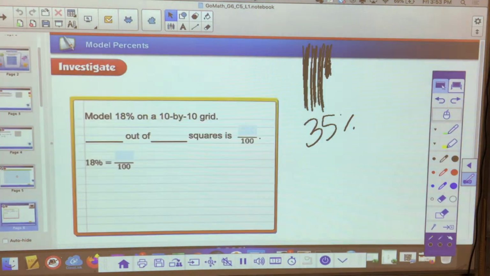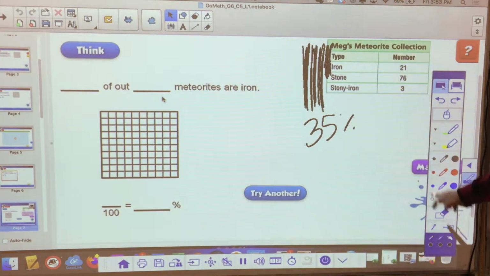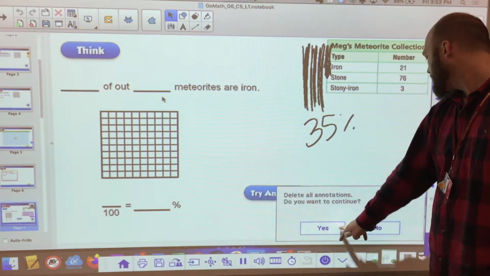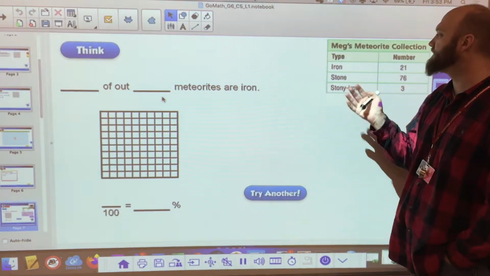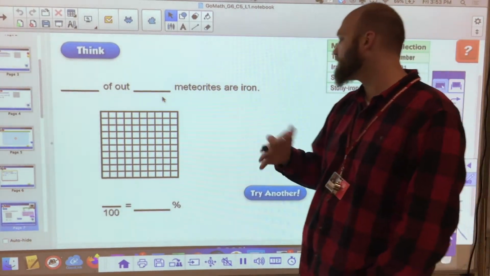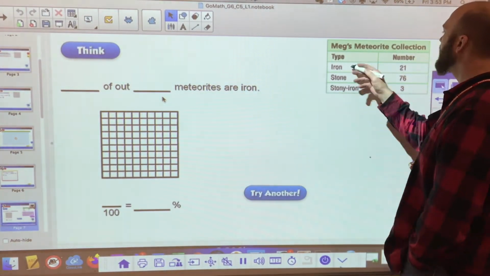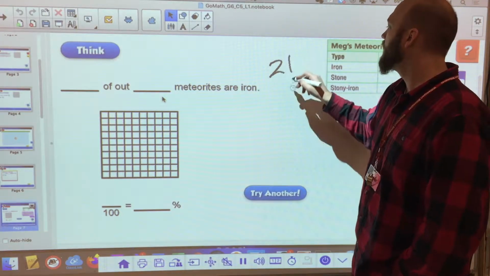Take a look at one more. If I'm looking at Meg's meteorite collection, clean that up there. So Meg's meteorite collection, I want to know what percentage of them are iron. She has iron, she has stone, and she has stony iron. Well, we just want plain old iron. I come over here and I see 21 of them are iron.